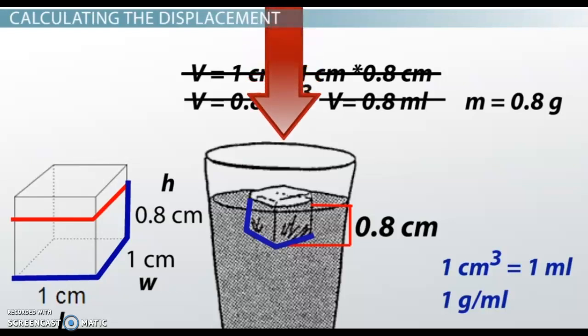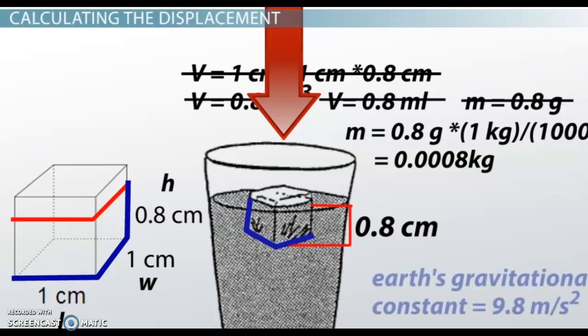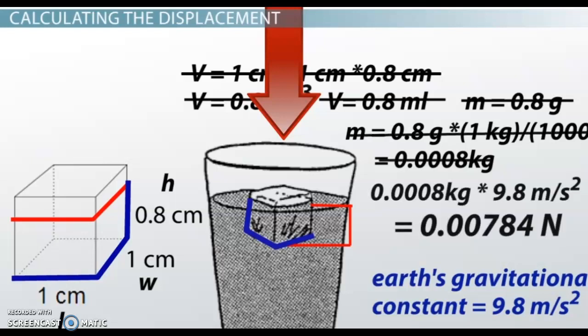To find weight from mass, we need to convert the mass into kilograms. A kilogram equals 1,000 grams, so we divide our mass by 1,000 to get 0.0008 kilograms. We then multiply by the Earth's gravitational constant, which is 9.8 meters per second squared. This will give us the weight of the displaced water in newtons. 0.0008 kilograms times 9.8 meters per second squared equals 0.00784 newtons.